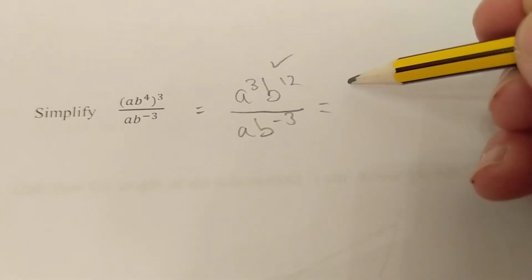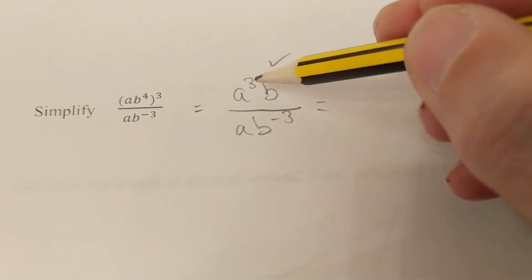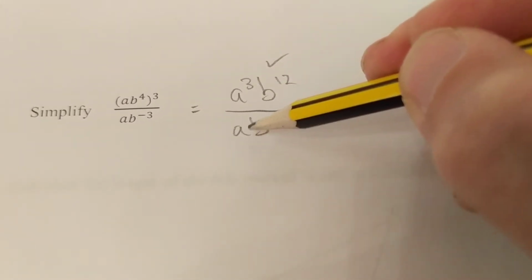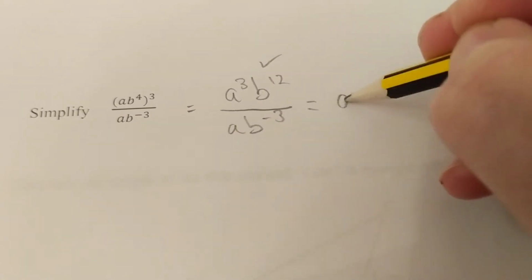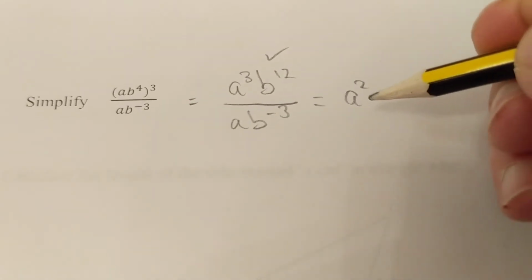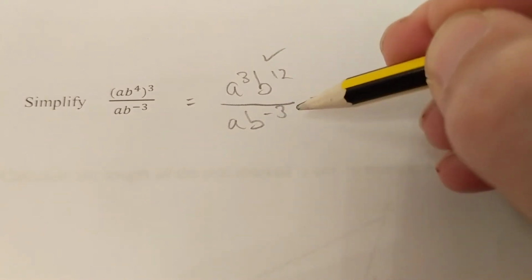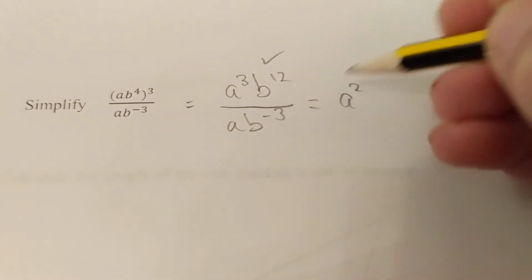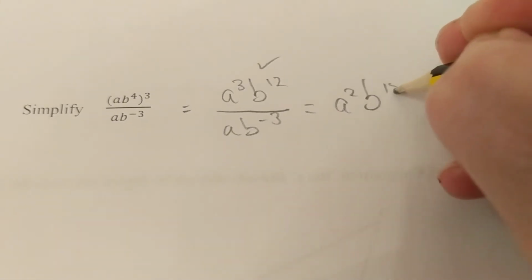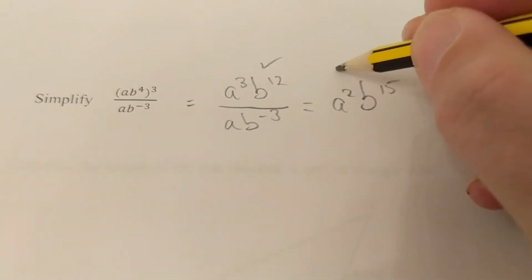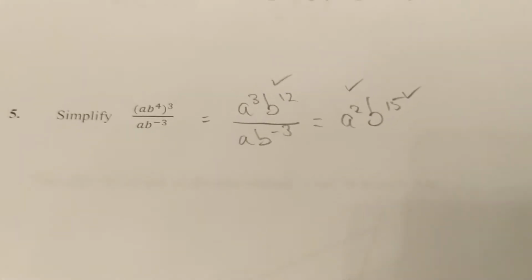You could get the next mark if you either simplified your A's, a cubed over a would be a squared, or you simplified your B's. When you're doing b divided by b, the powers subtract, 12 take away -3 would be 15. So 1 mark for either of those things, and a third mark if you got it all right. Okay, so that's question 5.